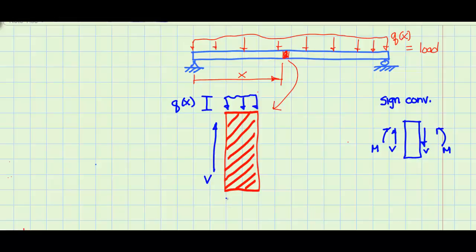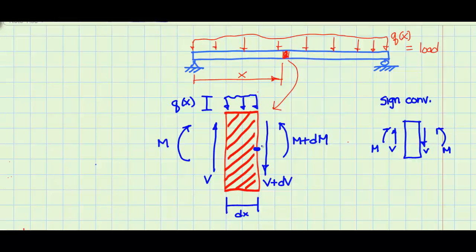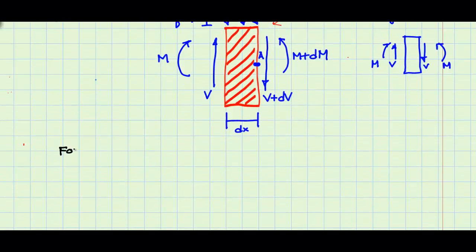Next, we draw the possible internal shears and moments on the segment. Since the shear and moment might change from one side to the other, we show the changes dV and dM on the right side. The segment has a small length dx. Finally, we label a point A on the right side. Now we will do some equilibrium calculations.